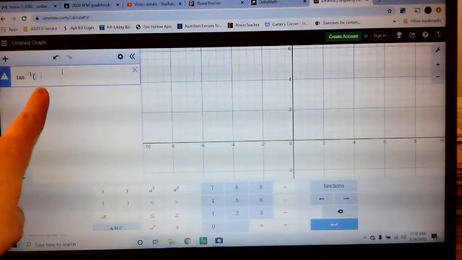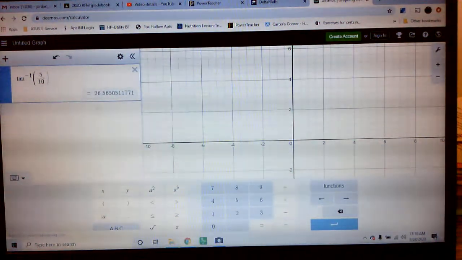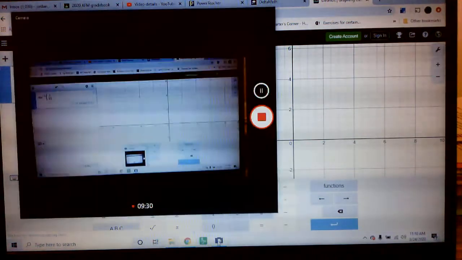So if I wanted to do inverse tangent, it would be this one, the tangent to the -1. And over here, all you have to do is type in your 5 divided by 10. We get 26.5 is that missing angle. So you guys can use the Desmos calculator to solve all of these trig problems. So let's go back to our notes. Just wanted to show you how to do that.